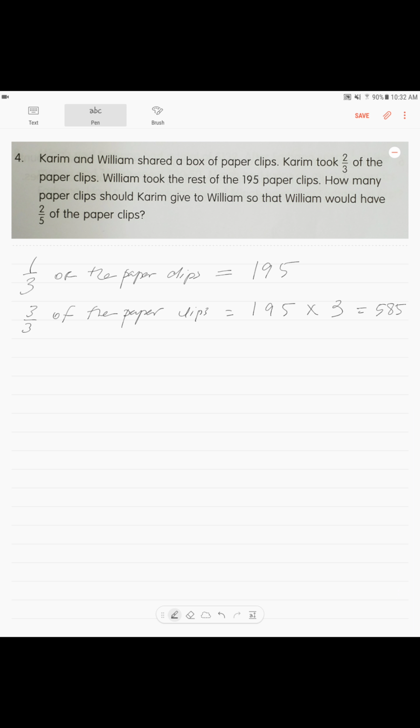of the paper clips. Let's find 2/5 of the paper clips, right? 2/5 of the whole paper clips. This is total amount of paper clips, right? Total amount. 2/5 is 234. Okay?